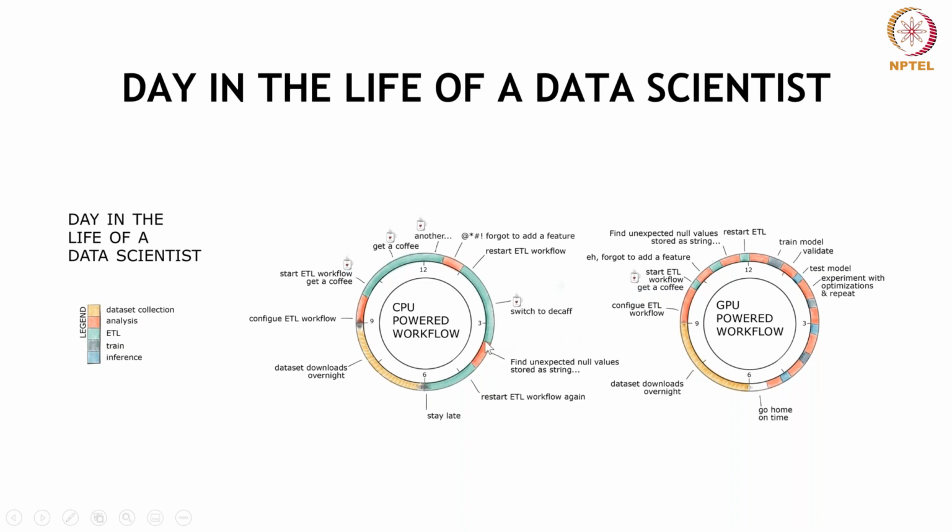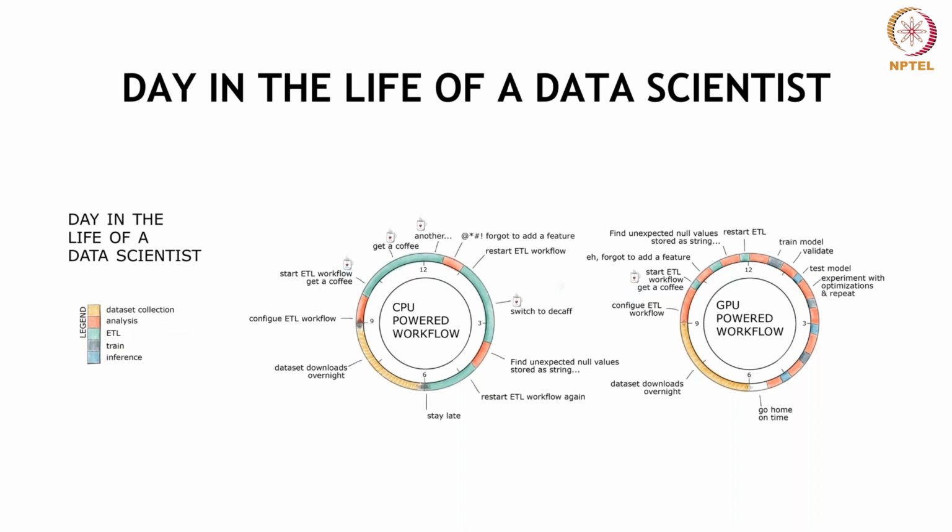Then after your ETL workflow ends, you suddenly realize that unexpected null values are coming in. Then you restart the workflow again. And by the end of it, you see how much time is actually spent in execution. The red part is where the actual action is happening, and the rest is just waiting. You can see different legends, some for training, some for inferencing, some for analysis, and some for dataset collection.